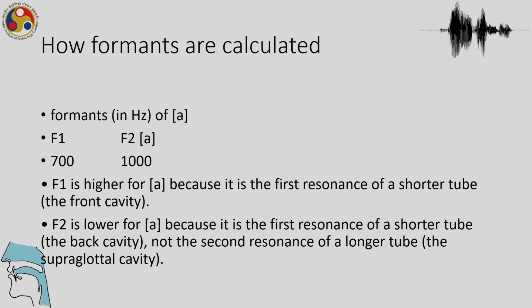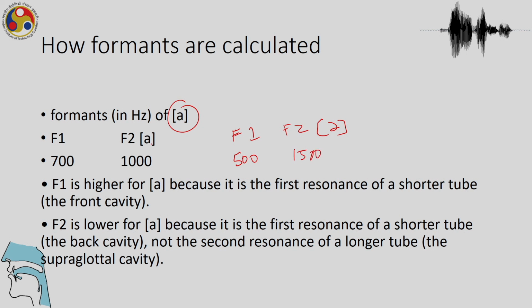And let's talk about other vowels now. Suppose we compare the formants of A with the formants of the schwa. So F1 and F2 for a schwa would be 500 and 1500 Hertz.